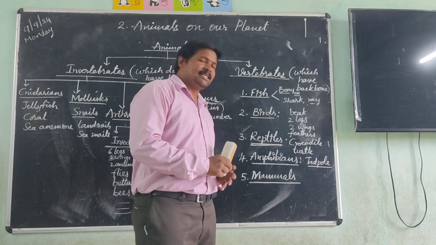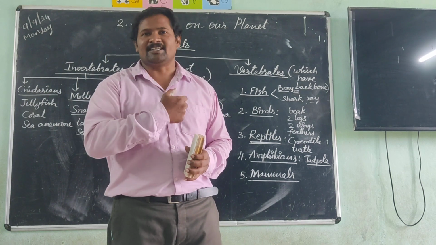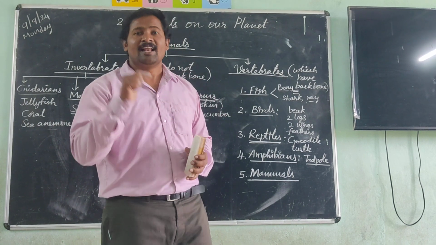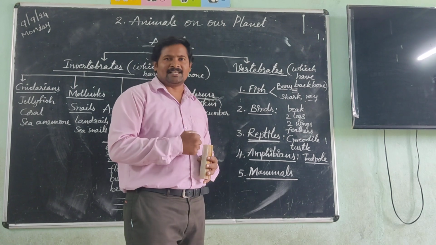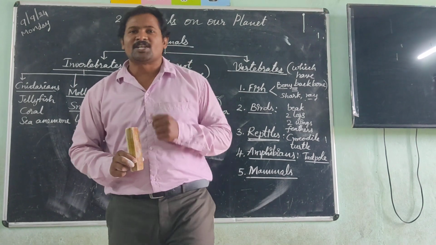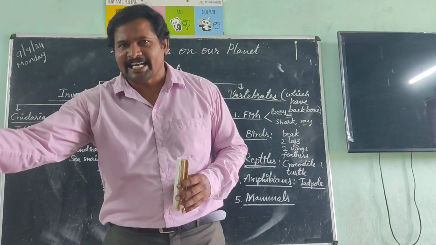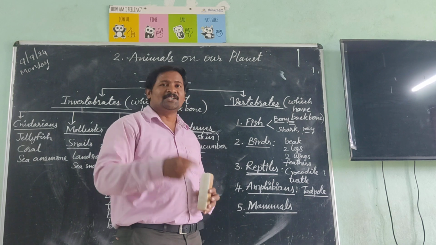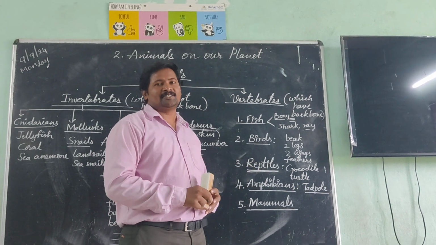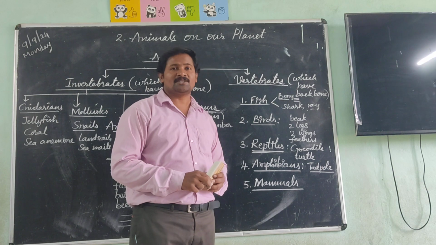Then what about its respiratory system? Do they have gills or lungs? Yes, they are using lungs. For breathing, they are using lungs. Then what about their reproduction? How are these mammals reproducing? By laying eggs? No. They are giving birth to the young babies. These are the features of mammals you are studying.